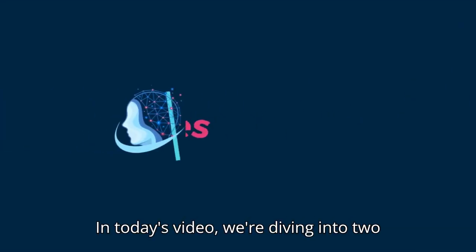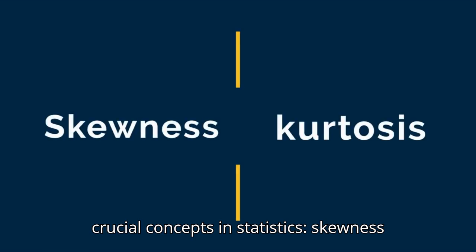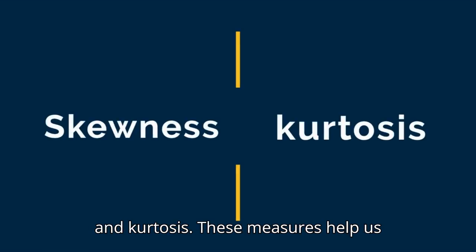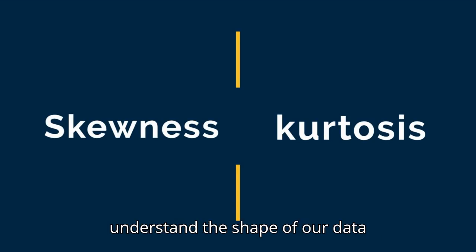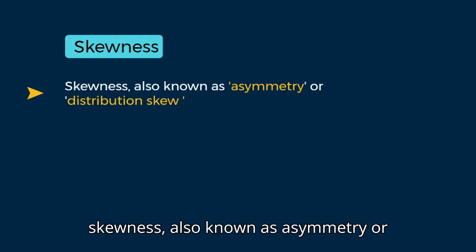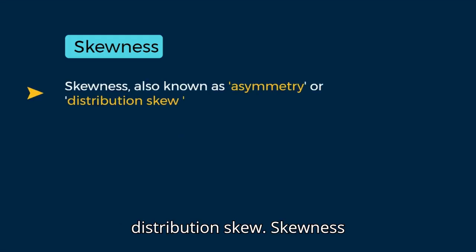In today's video, we're diving into two crucial concepts in statistics: skewness and kurtosis. These measures help us understand the shape of our data distribution, which is essential for accurate analysis. Let's start with skewness, also known as asymmetry or distribution skew.